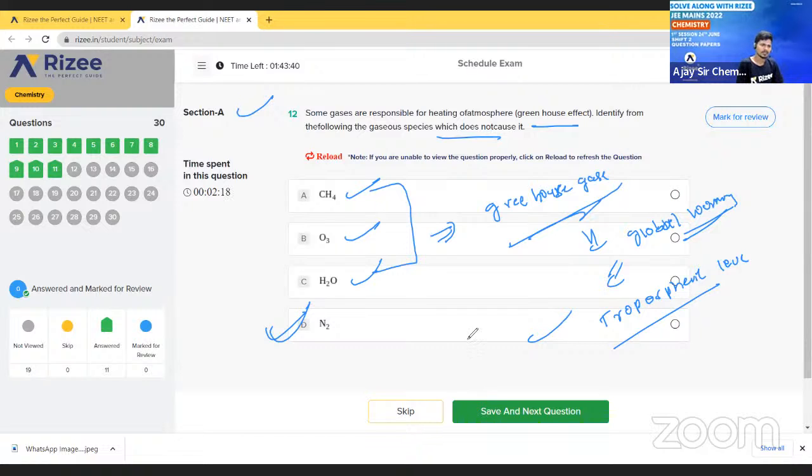See here, very simple. N2 is our correct option. They asked which does not cause the greenhouse effect. So N2 does not cause the greenhouse effect. Tejaswini, very good. Okay, now let us go to the next question.